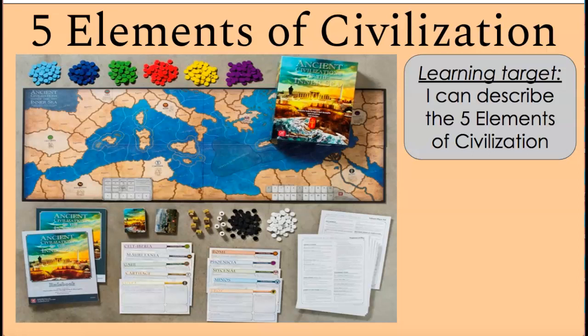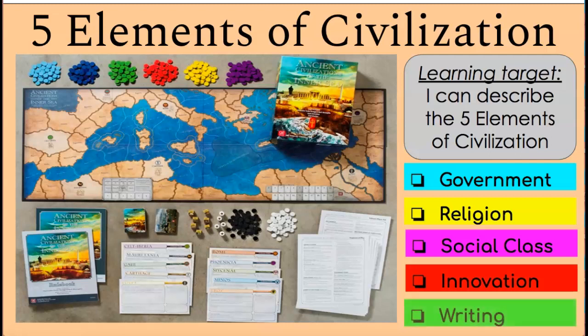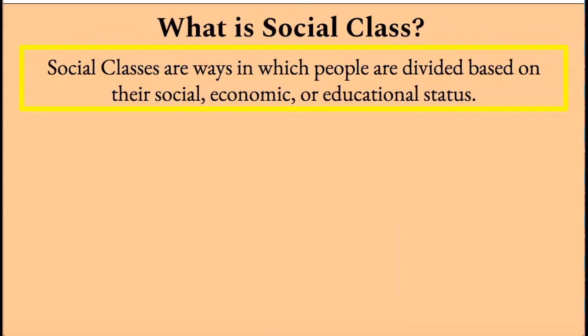We will be discussing one of your 5 elements of civilization today. Your learning target: I can describe the 5 elements of civilization. Here are the 5: government, religion, social class, innovation, and writing. We have touched base on government and religion, and today we will be talking about social class. So, what is social class?